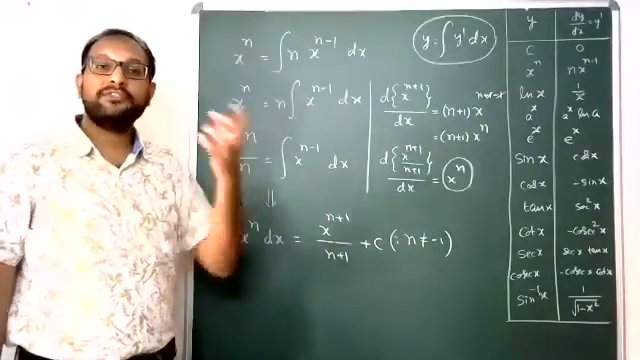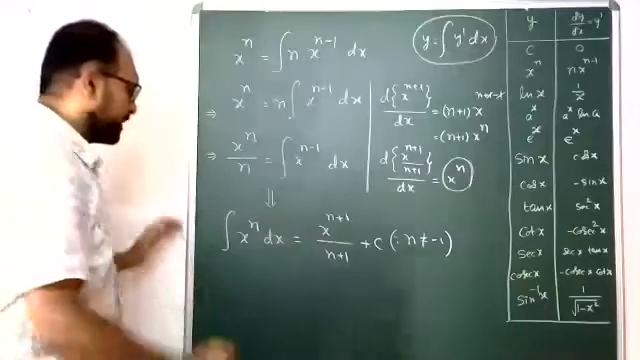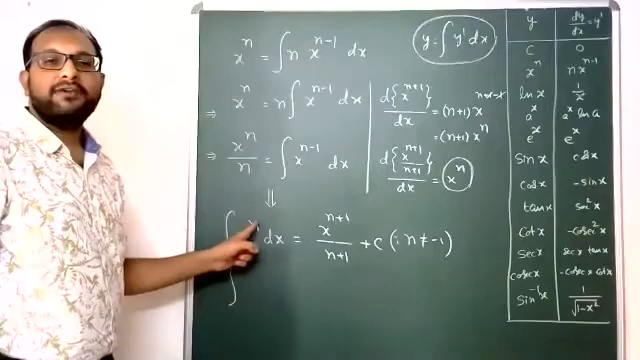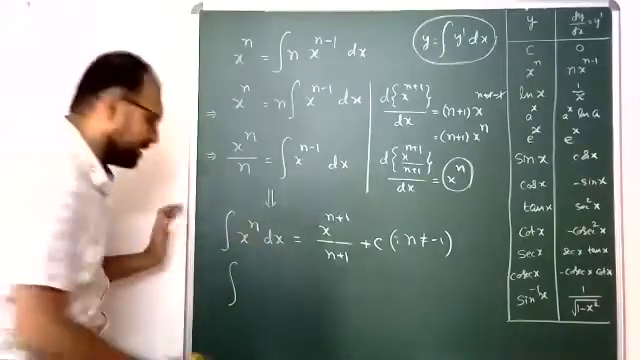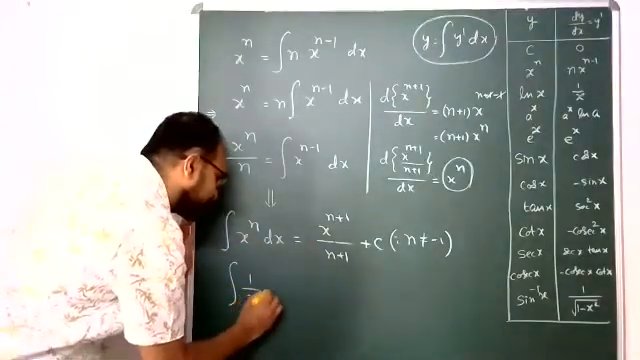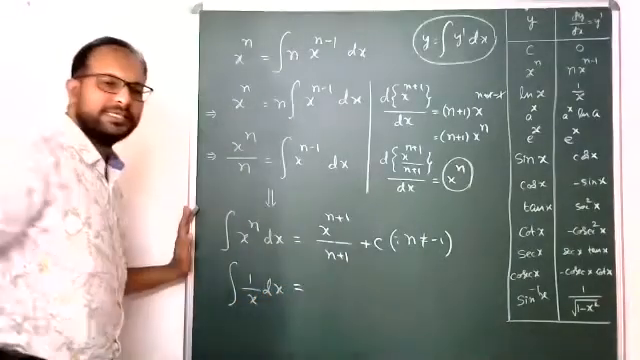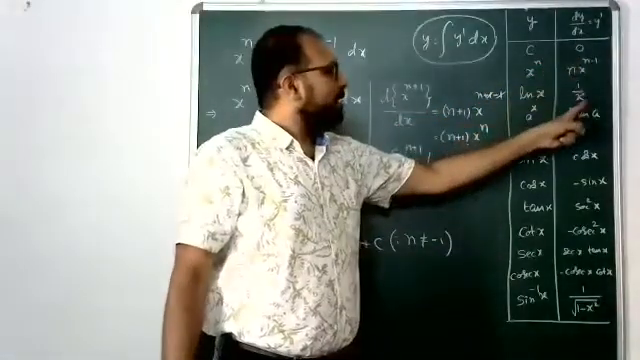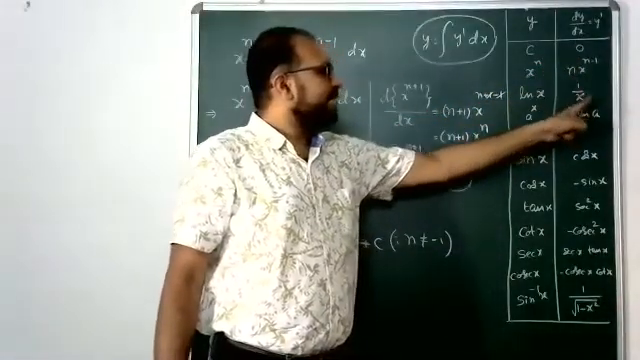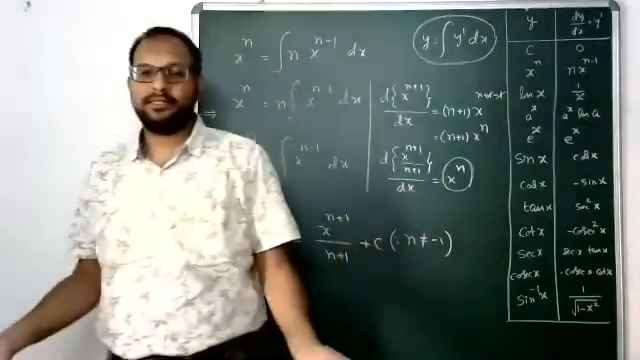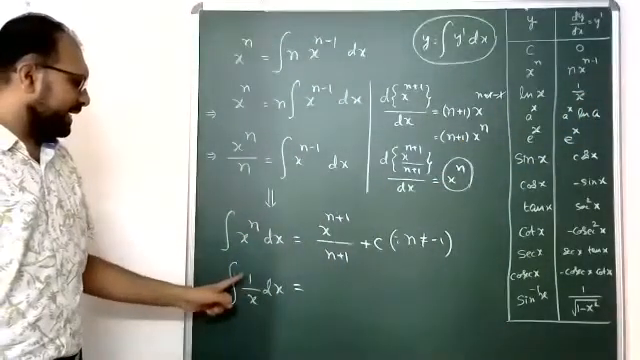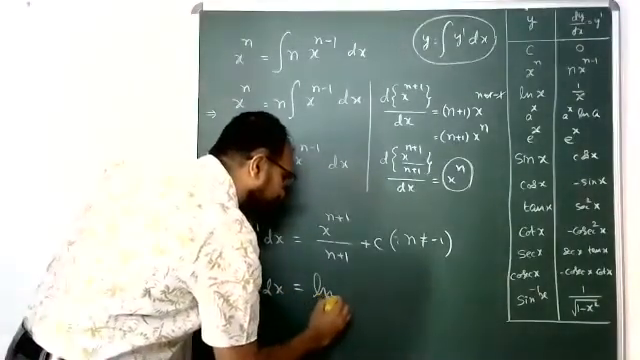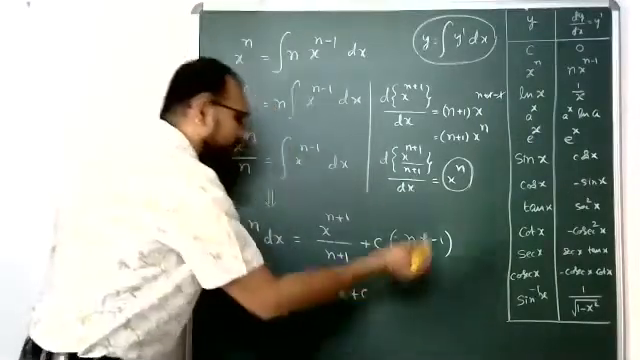Now, suppose n equals minus 1, students. x to the power of minus 1 means 1 by x. So integral 1 by x dx is nothing but, go to the table, students, right side, 1 by x is the derivative of what? ln x. So that's why integral 1 by x dx equals ln x plus a constant, mandatory.